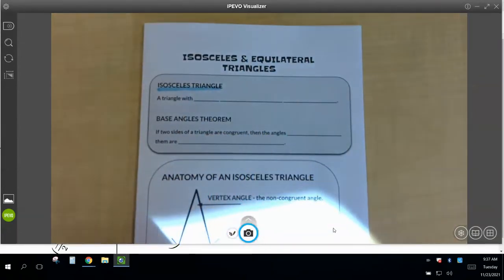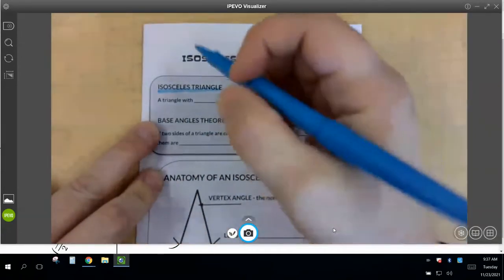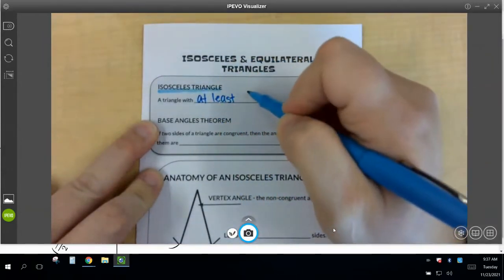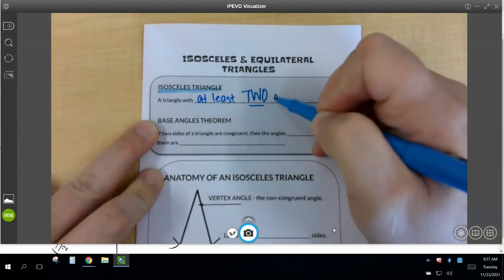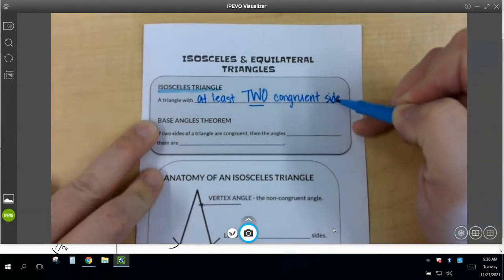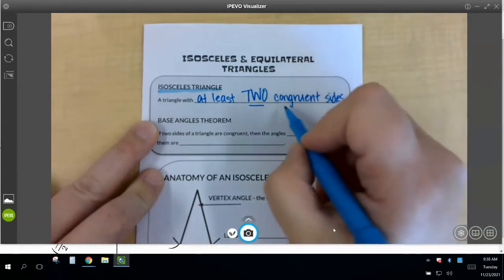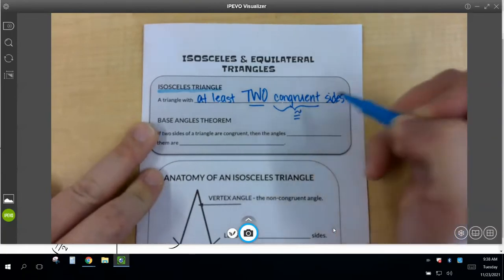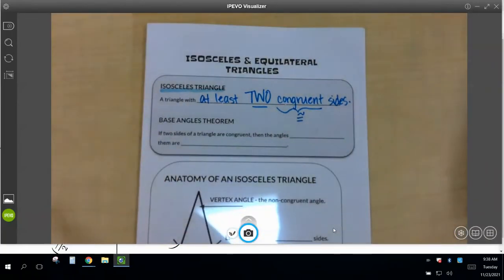An isosceles triangle is a triangle with at least two congruent sides. Remember, what the word congruent means is that they are the same length. The two sides will be the same length, and we have a symbol for congruent that looks like this.